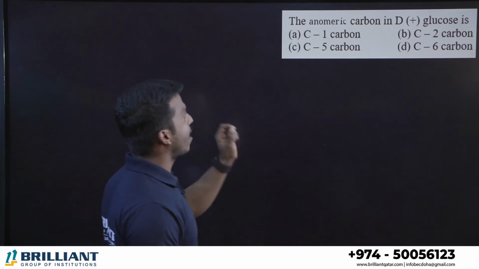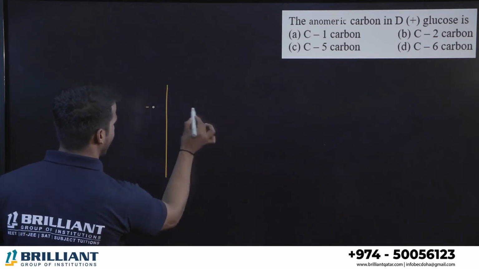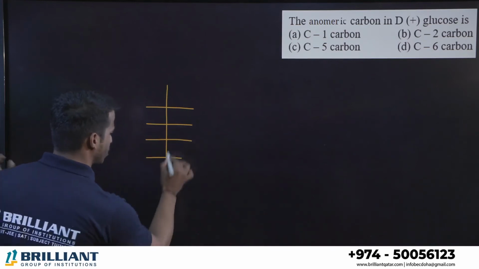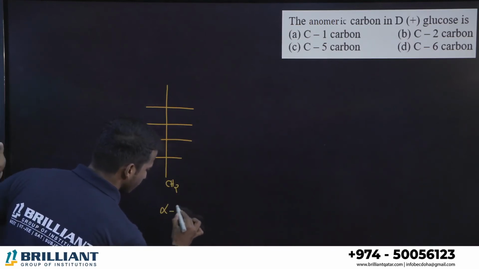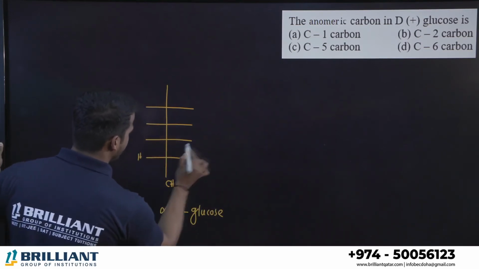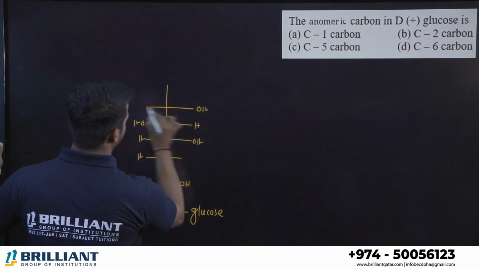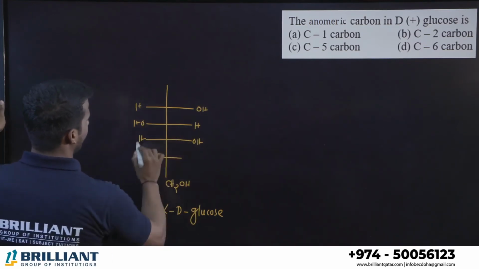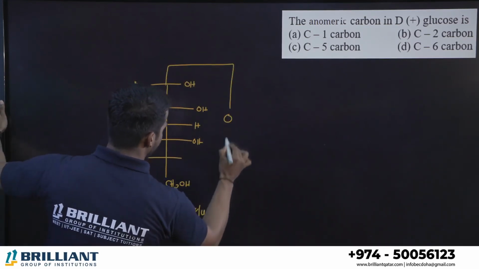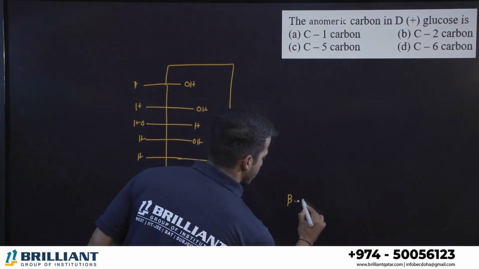Next one, a simplest question. The anomeric carbon in D plus glucose is. What are anomers? You know, D plus and D minus glucose, right? Like alpha D glucose and beta D glucose. I'm just drawing the shape of alpha D glucose. This is CH2OH, H, OH, H, H, OH. Here we have OH, H, right? 1, 2, 3, 4, 5. And here also we have OH, H. This is the form of which one? Alpha D glucose.